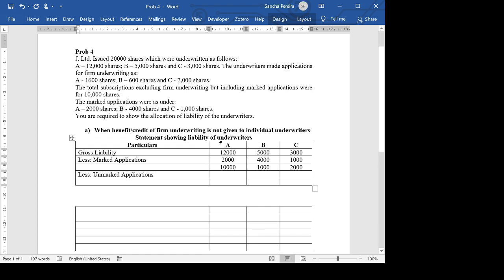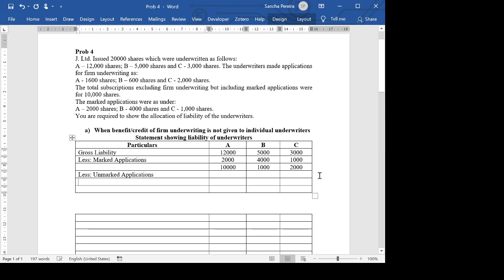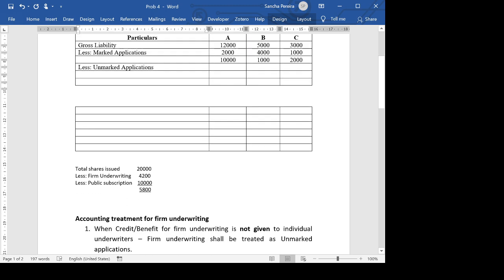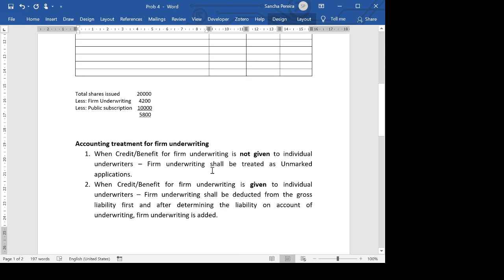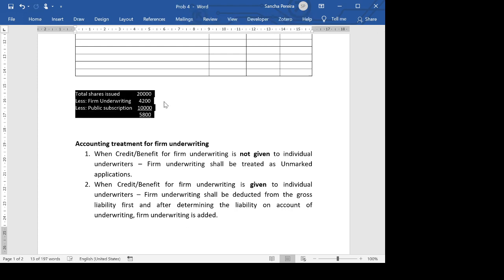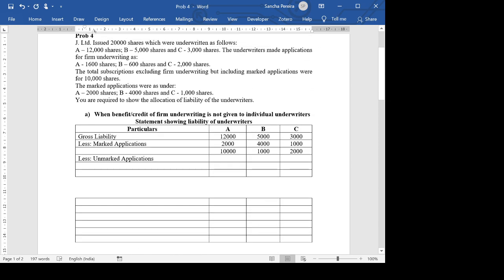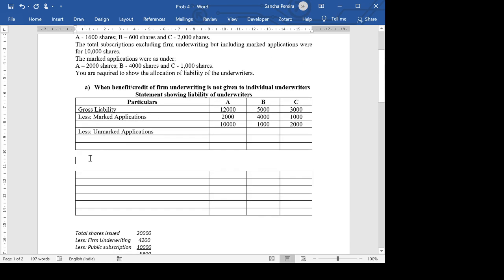Now, when we are minusing unmarked applications, we need to be careful. Since there is firm underwriting in the problem, and since we are solving under the scenario where benefit or credit of firm underwriting is not given to individual underwriters, what happens? If it's not given, firm underwriting shall be treated as unmarked applications. So that firm underwriting, we will just calculate the unmarked applications.